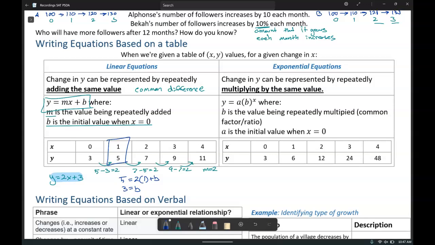On an exponential equation, we are looking for the change over time, which is represented by repeatedly multiplying by the same value over and over and over. Again, we call this a common ratio or a common factor. Our basic exponential function is represented by y equals a times b to the x power. So b represents our common factor, what's being multiplied over and over and over, while a is the initial value when x equals 0, just like with the linear equation.